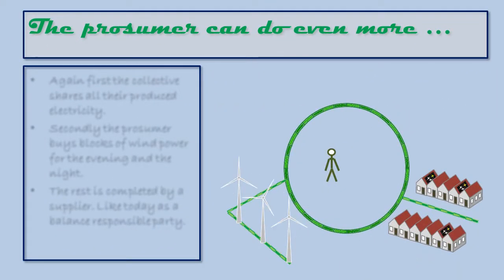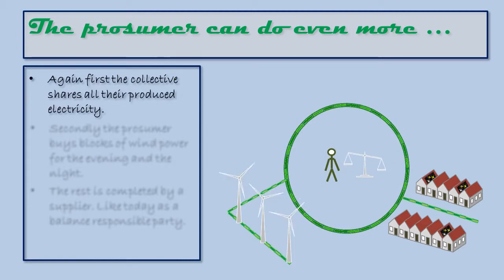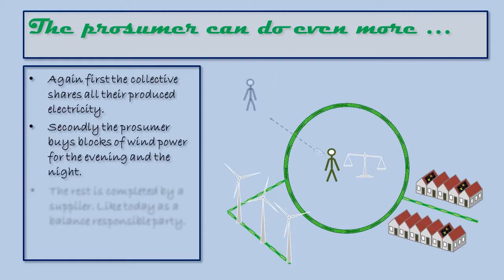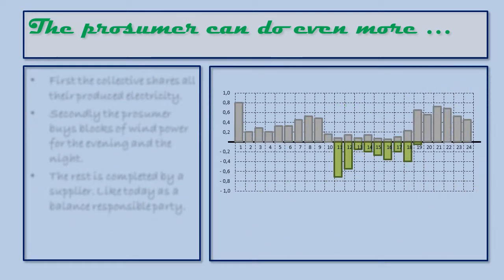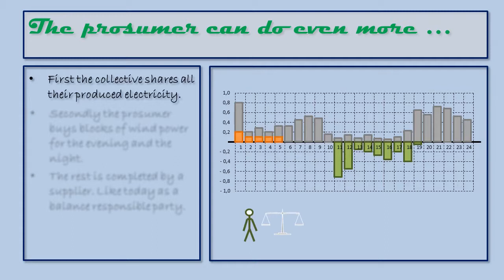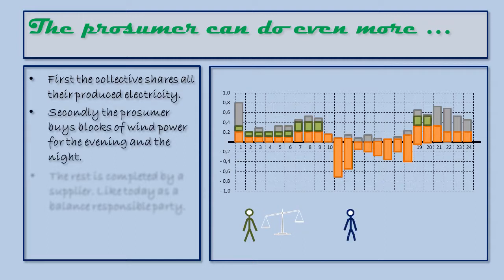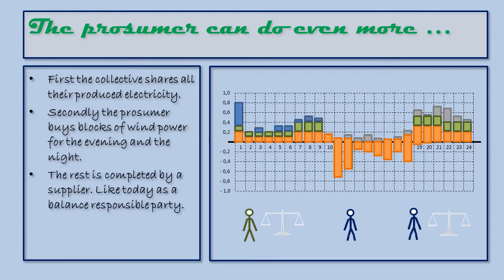The prosumer can do even more. Again, first the collective shares all their produced electricity. Secondly, the prosumer buys blocks of wind power for the evening and the night. The rest is completed by a supplier, like today, as a balance responsible party.